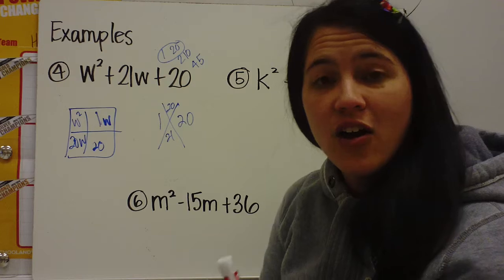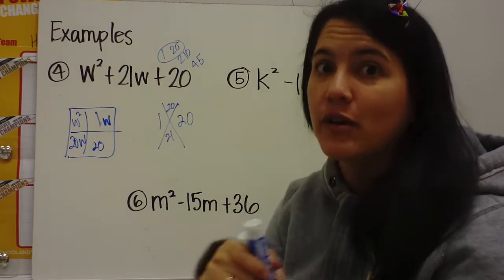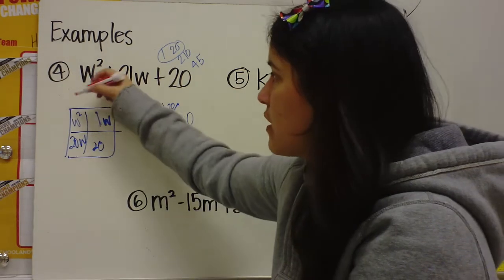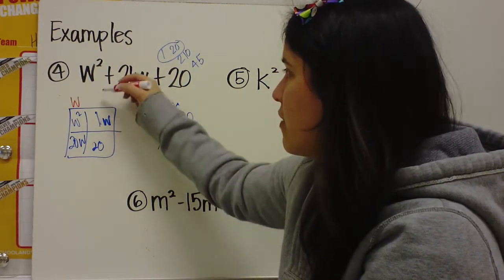All right. Now we pull out the factors. Hopefully this is going a little quicker for you. We pull out the factors. What do they have in common? W squared and 20w. Well, they both have a w. And here they both have a 1.